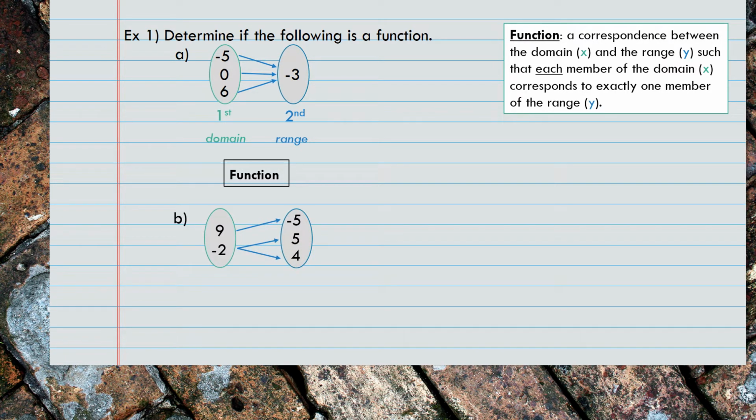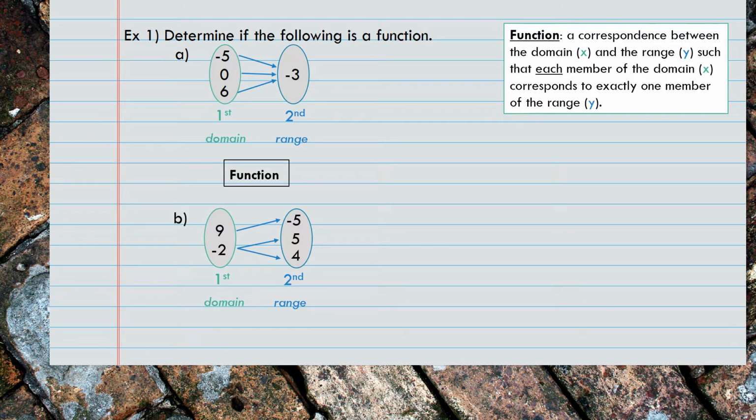For B, we have a 9 and a -2 in our first bubble. And in the second bubble, we have a -5, 5, and 4. So our first bubble, we would consider that our first set or our domain. And then we have our second bubble, which is considered our second set, which means it must be our range. Again, the point of this is to identify if it's a function.